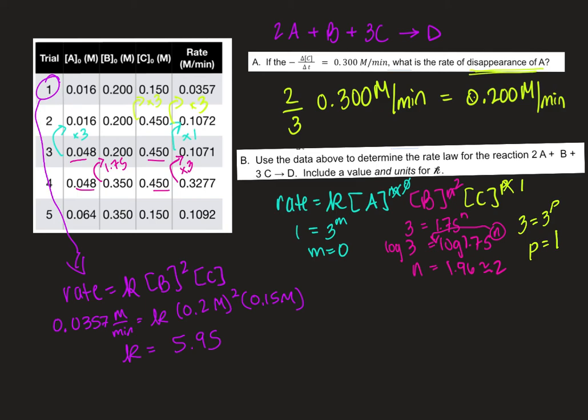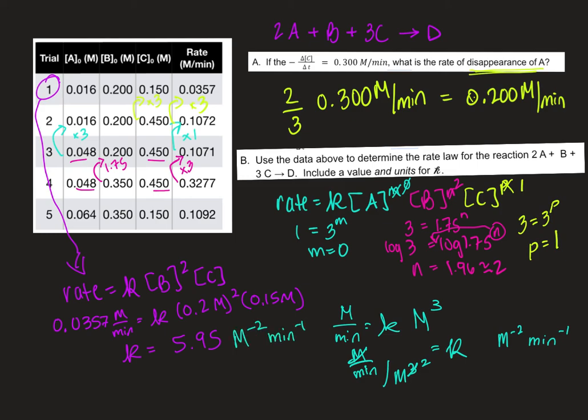To figure out your units, we have molarity per minute is equal to K times a total of molarity cubed. So if we divide both sides by molarity cubed, we'll get molarity per minute divided by molarity cubed. One of these will cancel to make molarity squared, and this will completely cancel. That'll be equal to our K. If we simplify that, it's going to be molarity to the negative second, minutes to the -1. There are obviously other ways you could write that. And there we have our units.